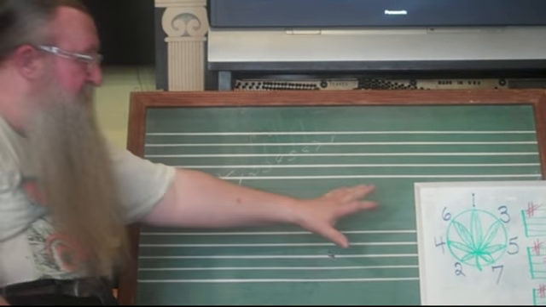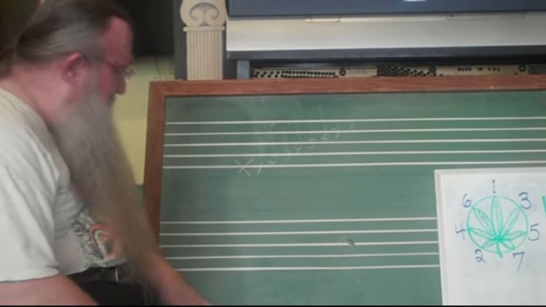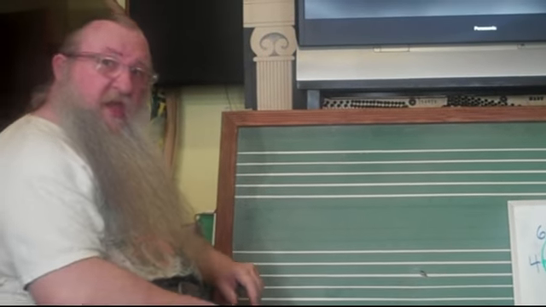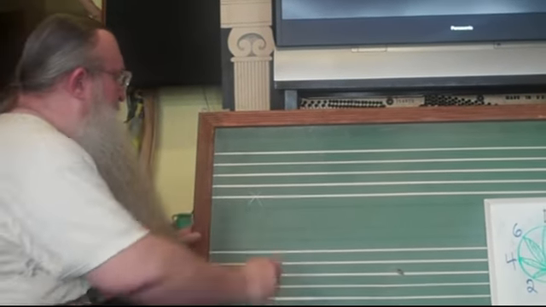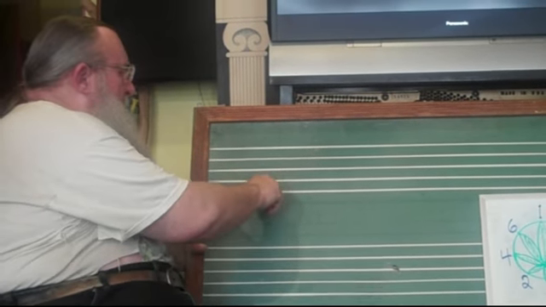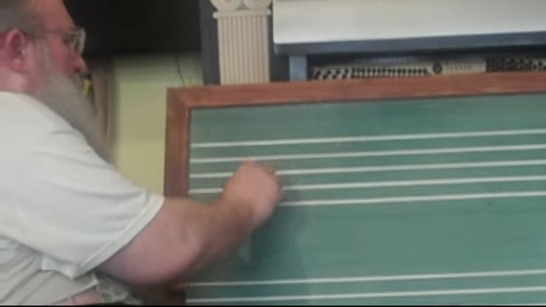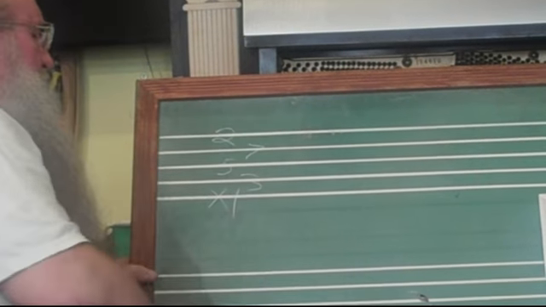Now I can take this number pattern and place it on the staff anywhere I want, starting with the number 1 on any line or any space. At first I'm going to do just the lines. So if 1 is here, the line above will be 3. The line above that will be 5. The line above that will be the number 7. And the line above that will be the number 2.